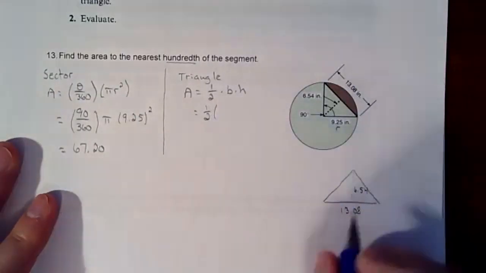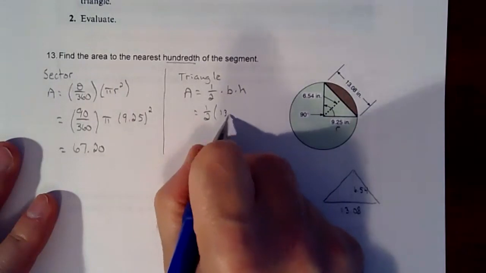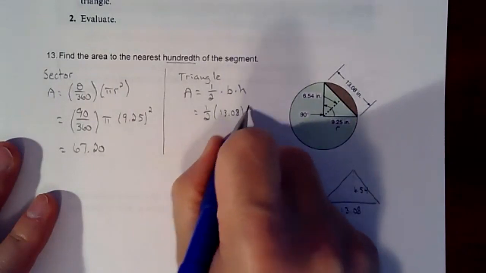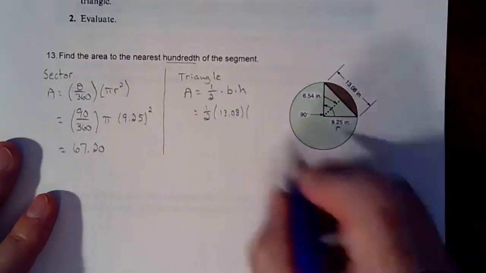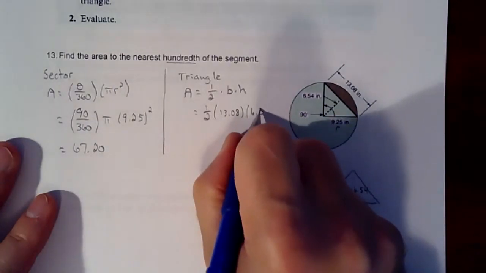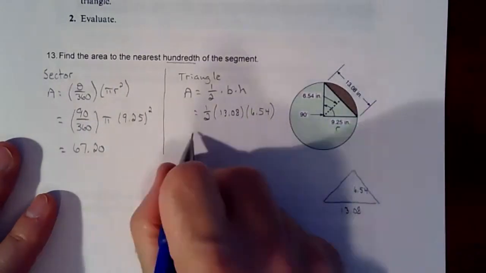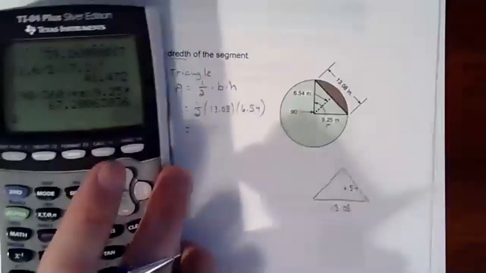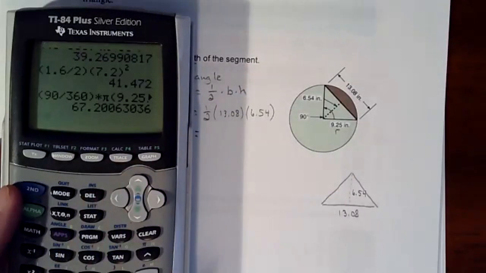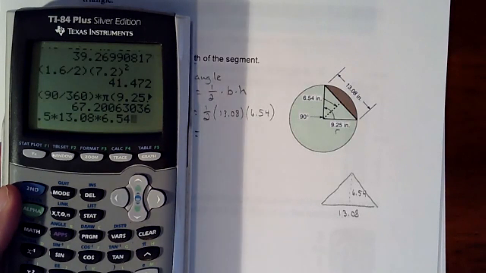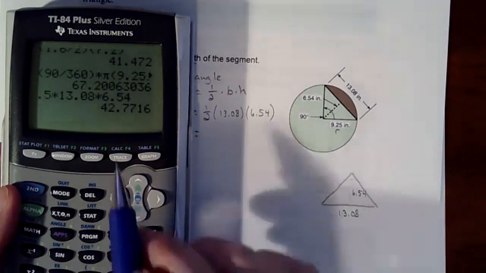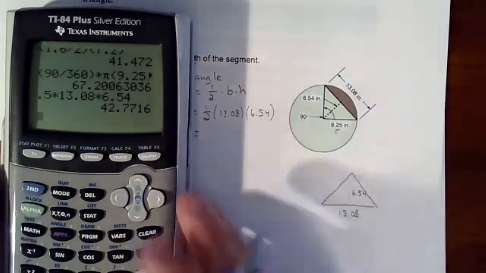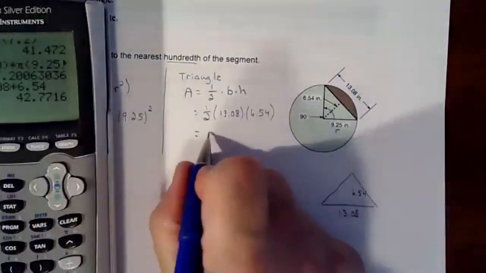So 1/2 base, 13.08, times the height, 6.54. Let the calculator do that. So 0.5 times 13.08 times 6.54. So I want to go to 2 decimal places, so that's 42.77.